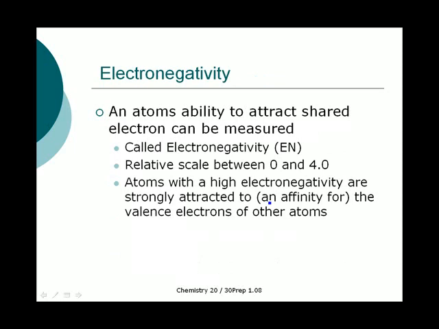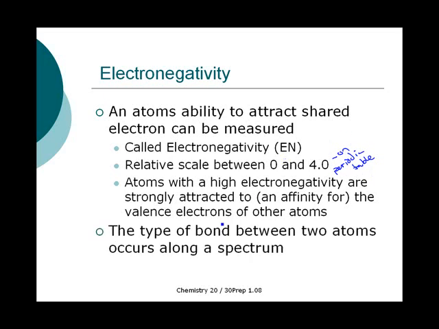And this is called electronegativity. Electronegativity is an atom's ability to attract electrons. It's on a scale between 0 and 4, and atoms with higher electronegativity are strongly attracted to the valence electrons of another atom. And you can find the electronegativity of an atom on your periodic table, underneath the atomic number. And the type of bonding actually occurs along a spectrum.